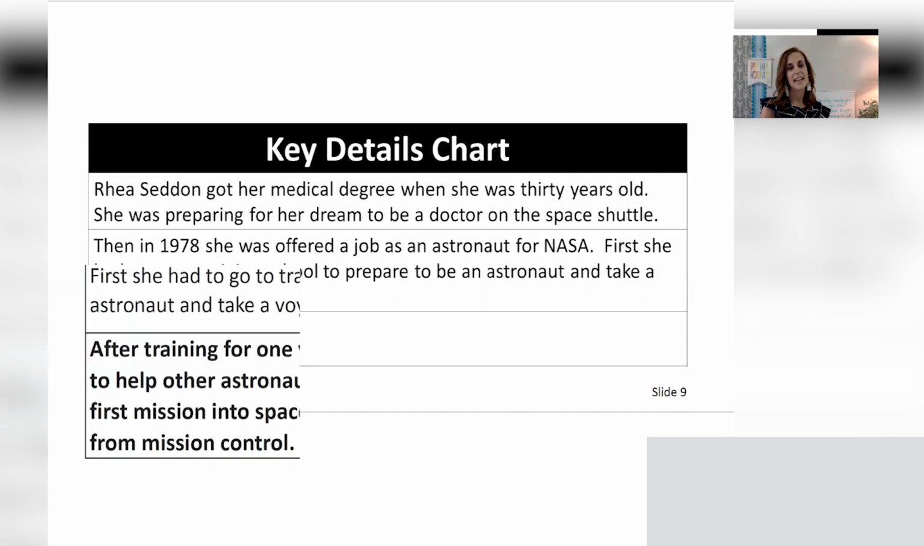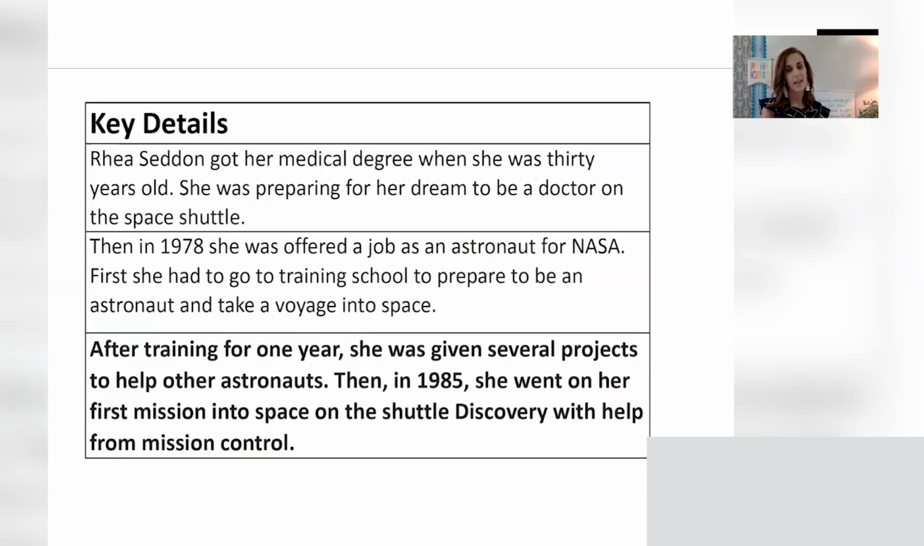You did it! Thank you for correctly saying, after training for 1 year, she was given several projects to help other astronauts. Then, in 1985, she went on her first mission into space on the shuttle Discovery with help from Mission Control. Good job using shuttle and mission control in your writing. Go ahead now and write the second detail for today's reading from this section of our text.